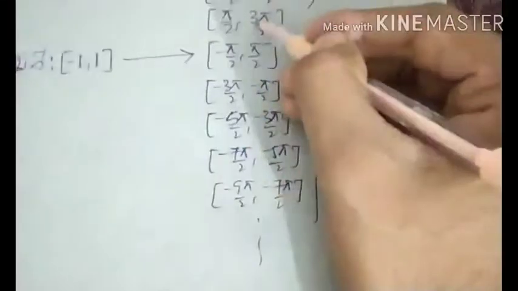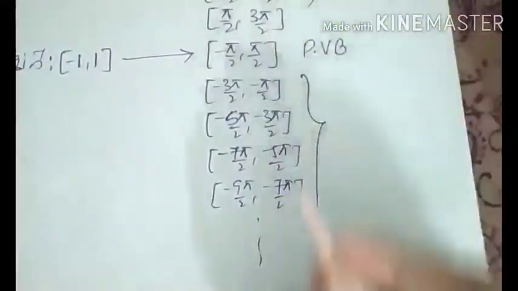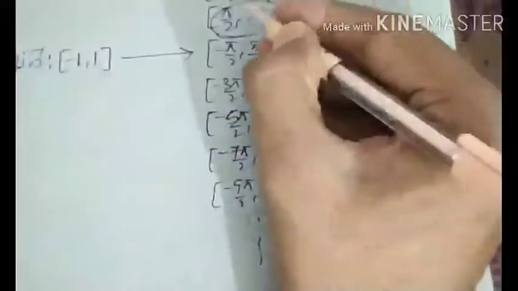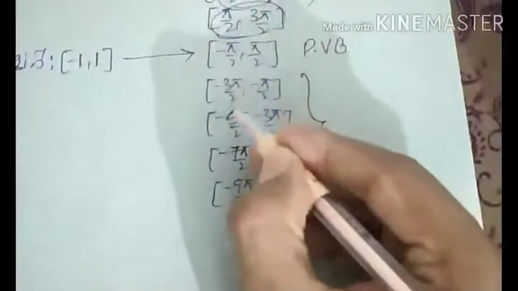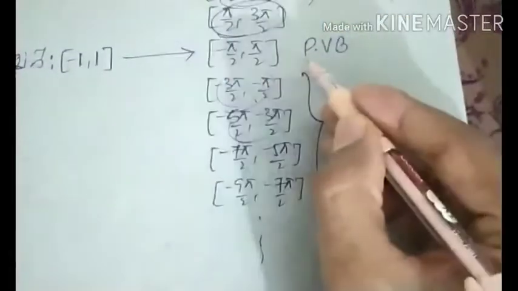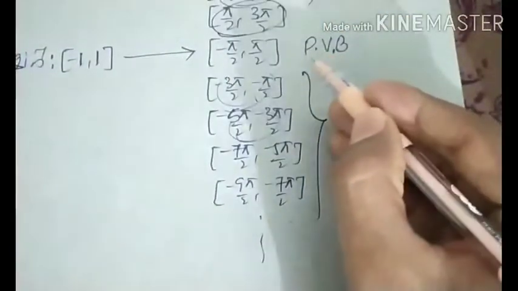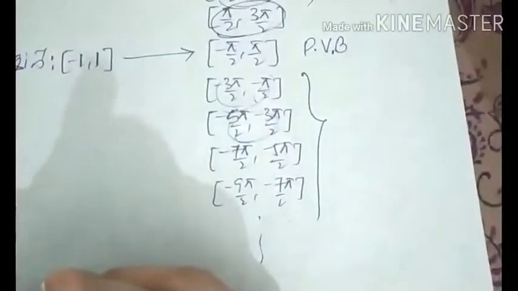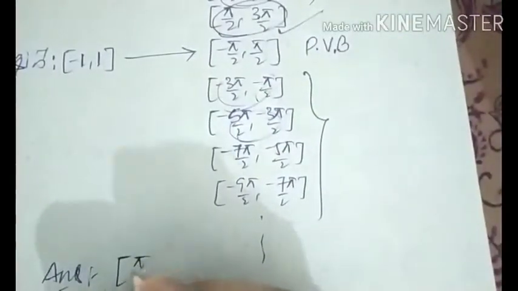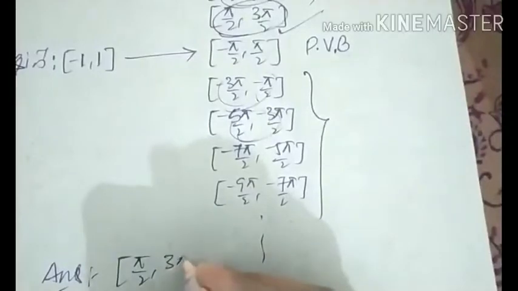Then select any one from the other branches, that will be our answer. You can take this or this or this, any one, other than the principal value branch. Then the answer will be, I am going to choose this one, pi by 2 to 3 pi by 2. Understood?